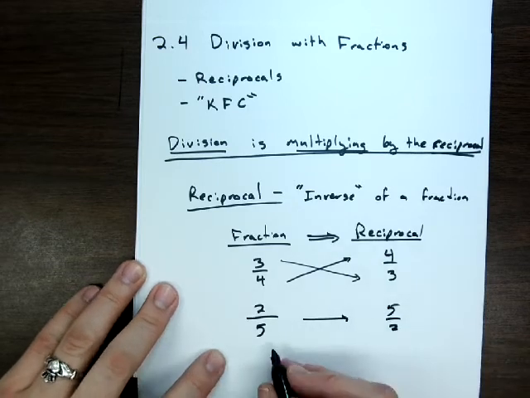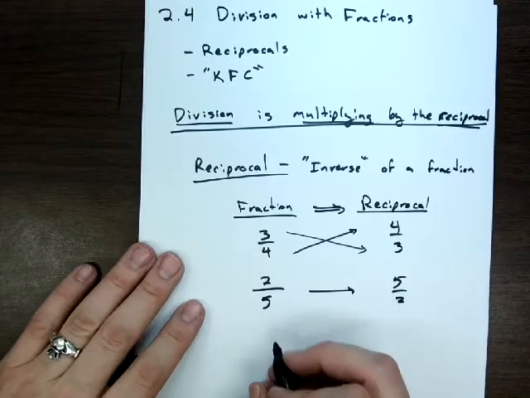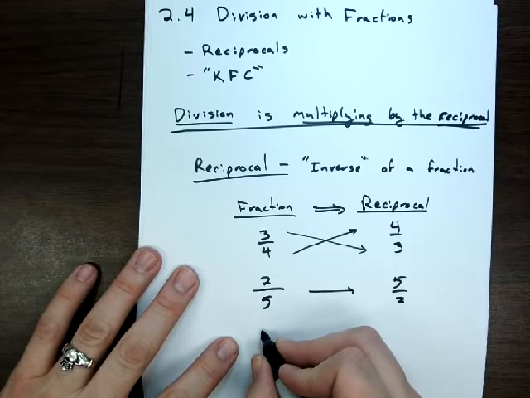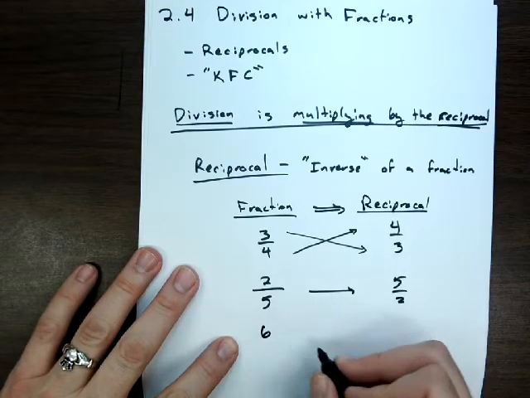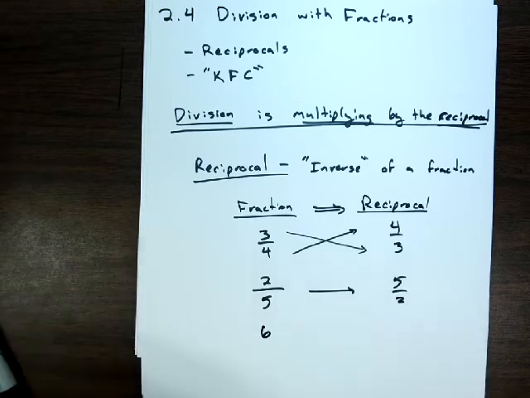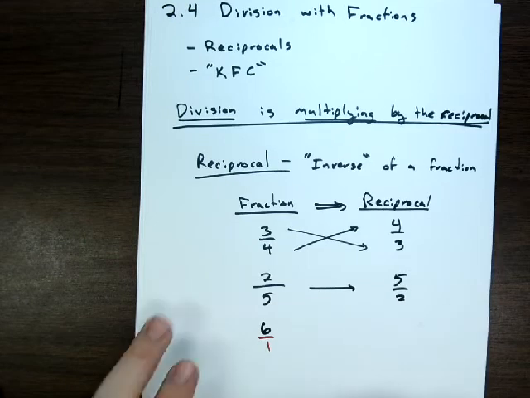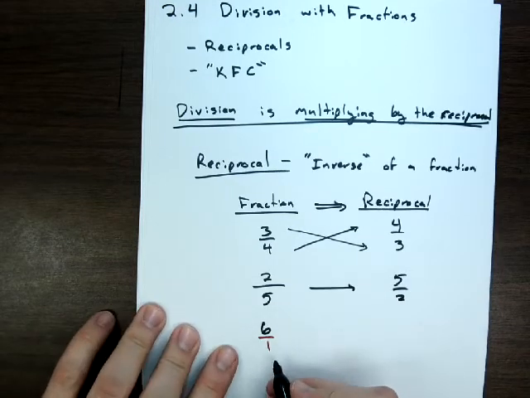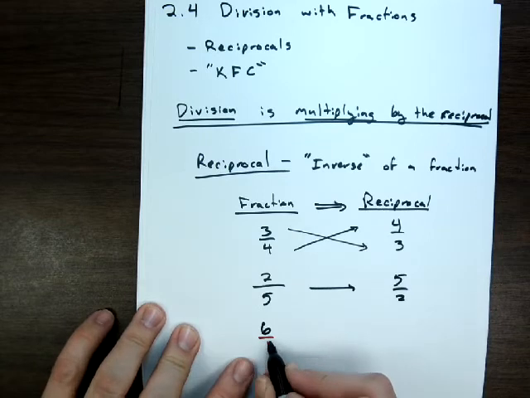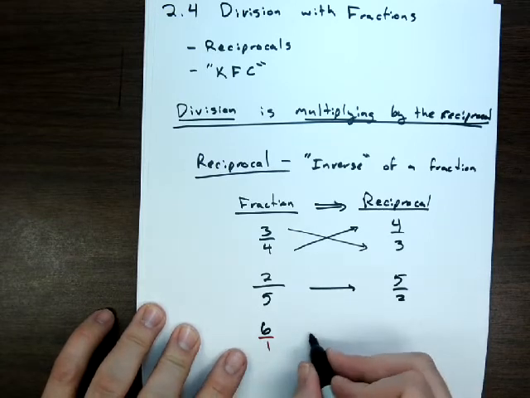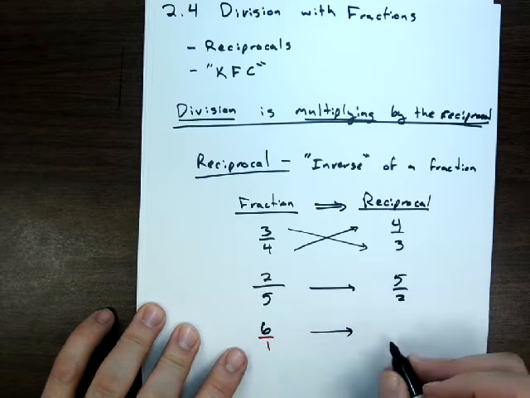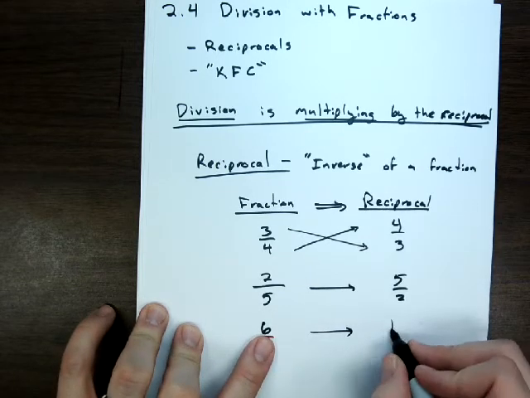I can also do this with whole numbers. Say I've got something like just a 6. I can think of this 6 as the number 6/1. A whole number just basically is a number where each one is its own piece. So the reciprocal of just 6 is going to be 1/6.